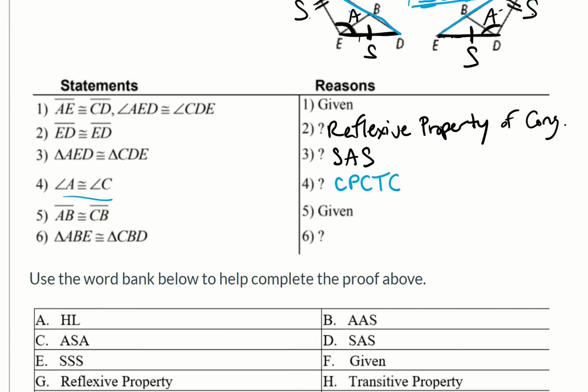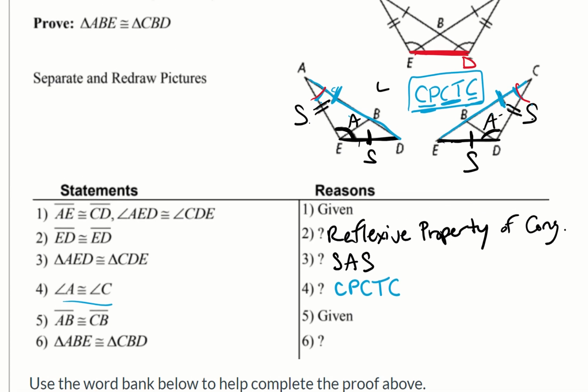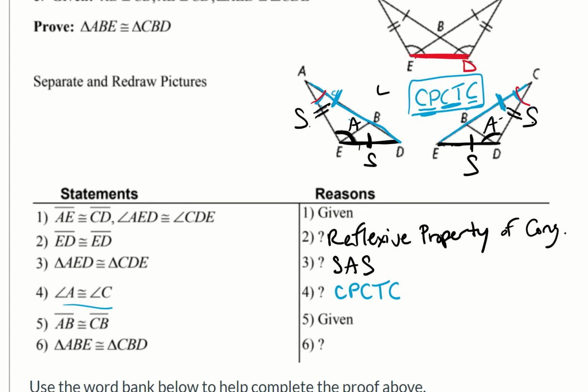All right, so we're given that AB is congruent to CB, which is this part right here. And so now we can say that triangle ABE is congruent to triangle CBD. Let's go ahead and focus on the triangles that we're concerned with now. Before we talked about AED, now we're talking about ABE. So we're talking about this triangle.